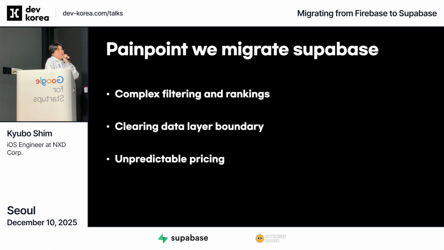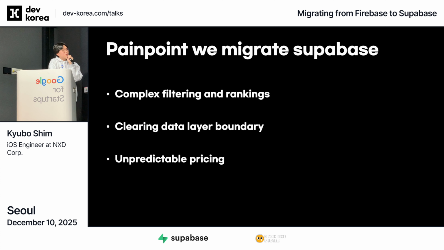And third is unpredictable pricing. I think this is the most painful part of using Firestore. Firebase charges per document read. In our case, during peak season, like the Korean Series or the All-Star game, it was hard to predict how much it would cost. We were often surprised by the monthly bill. Why is this so expensive? For these three reasons, our team decided to migrate to something flexible and predictable, and that answer was Supabase.